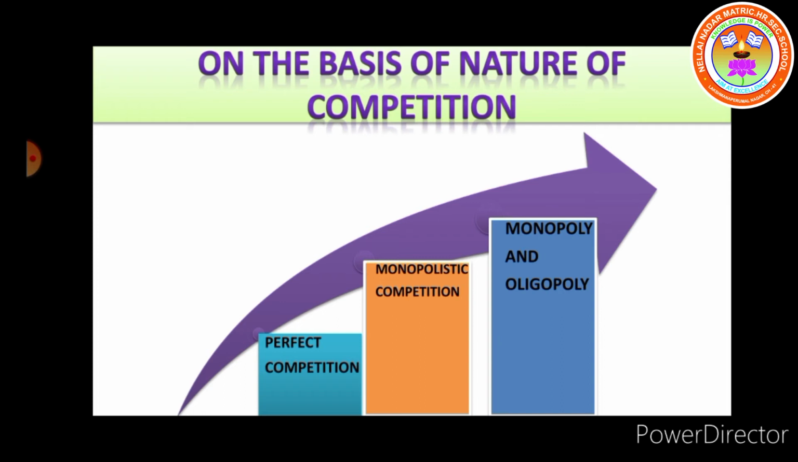Oligopoly. The term oligopoly has been derived from two Greek words. Oligo means few and poly means seller. Therefore, oligopoly refers to a market form in which there are few sellers dealing either in homogeneous or differentiated products. Homogeneous means same, differentiated means different products.